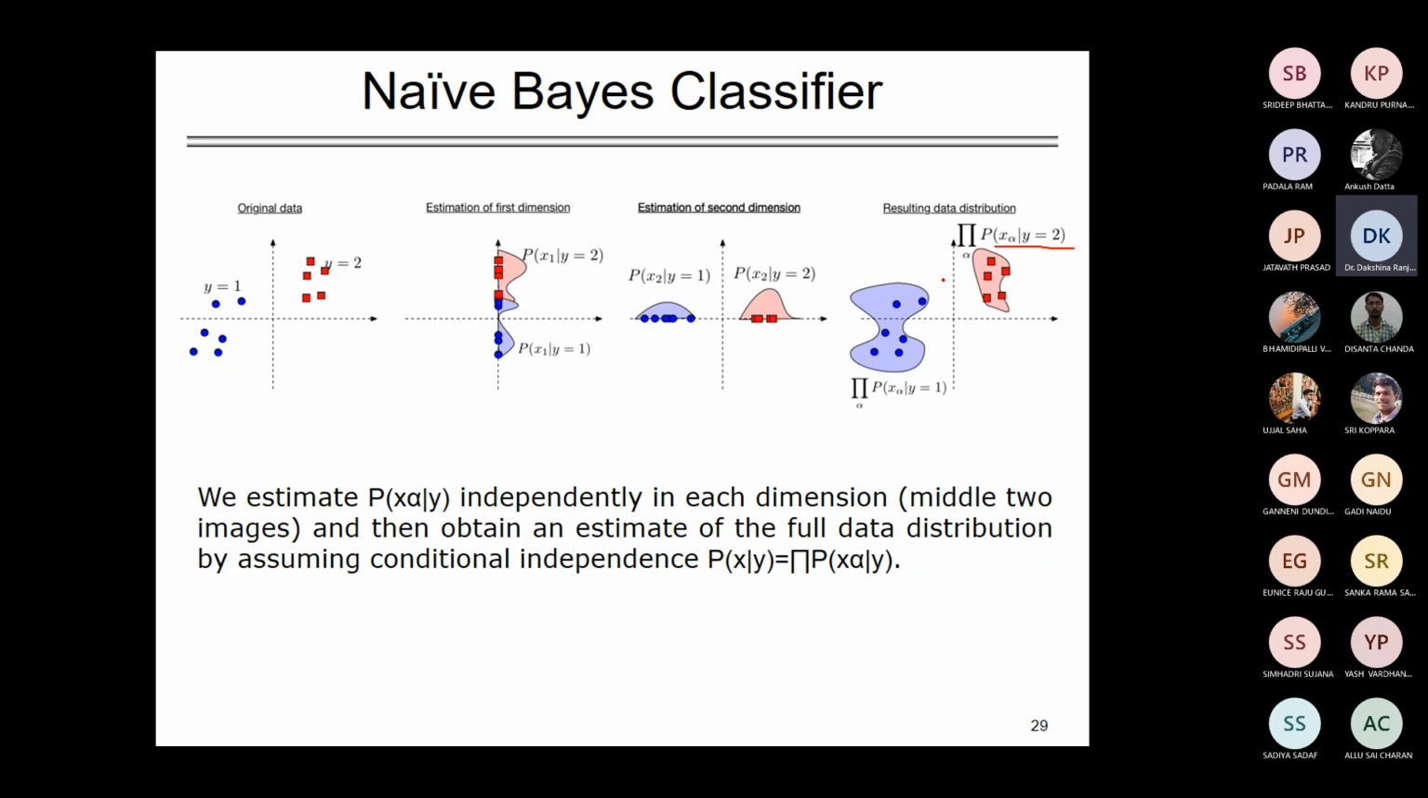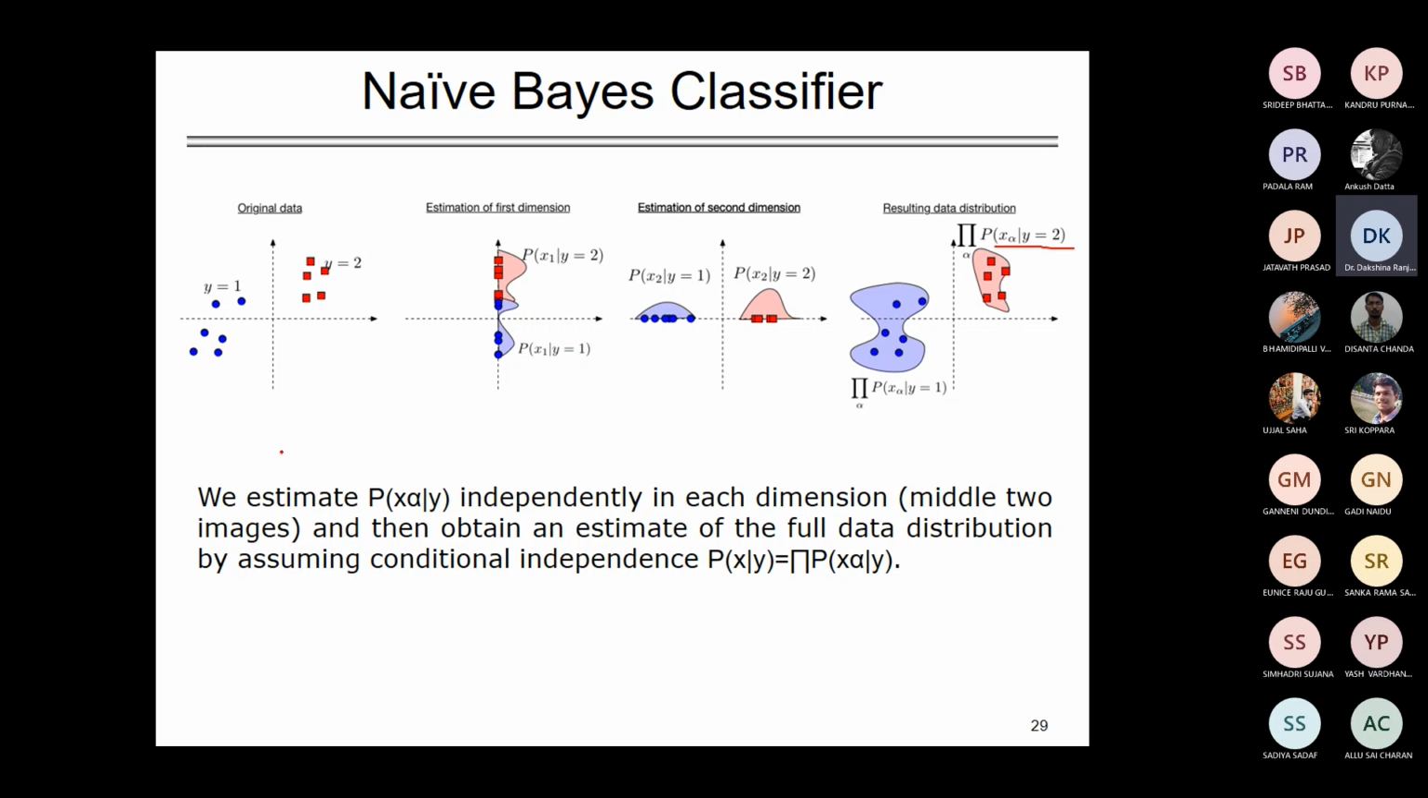Now we get the resultant data distribution for this two-dimensional data. If we consider two-dimensional or three-dimensional or n-dimensional data, then this will be the resulting data distribution.